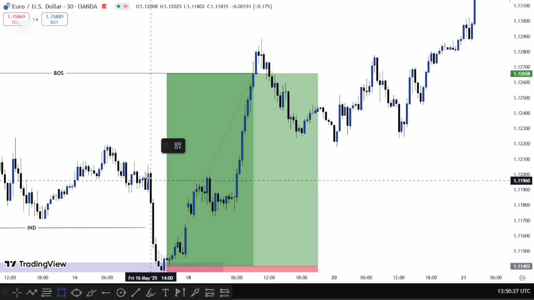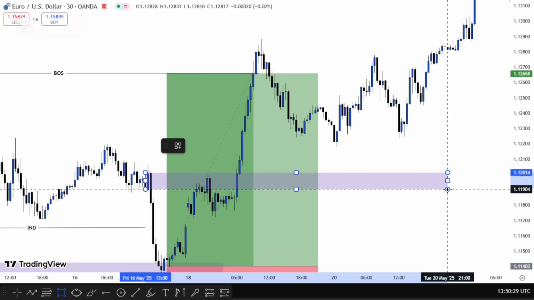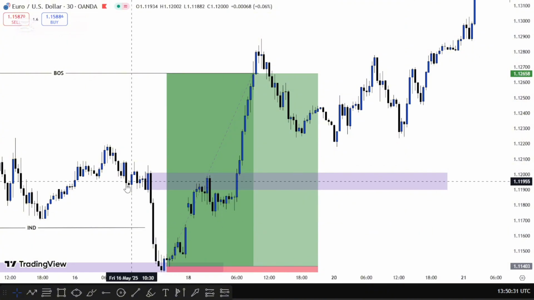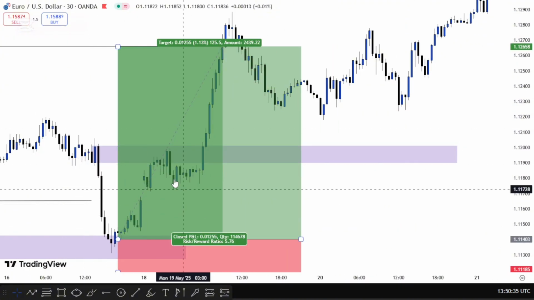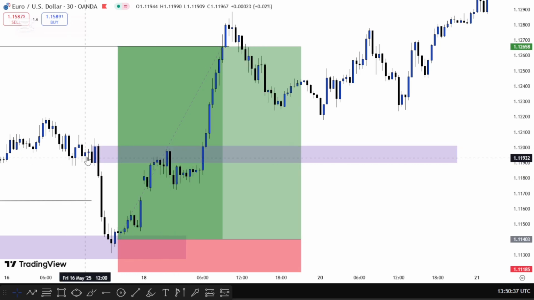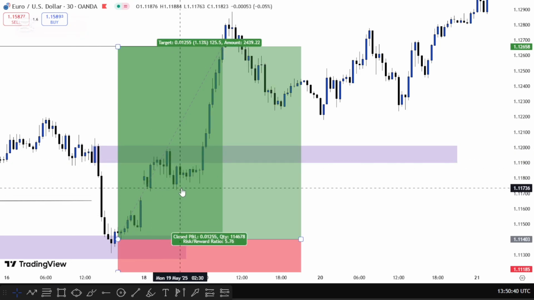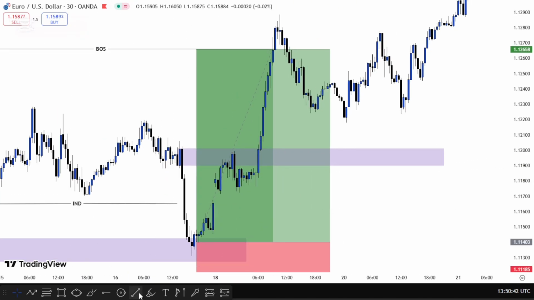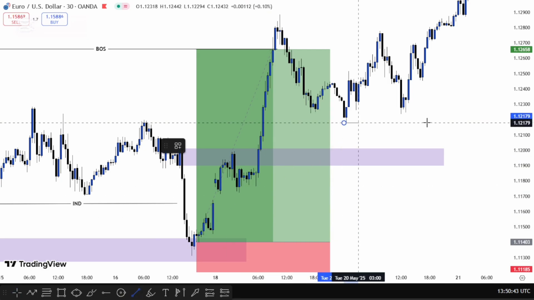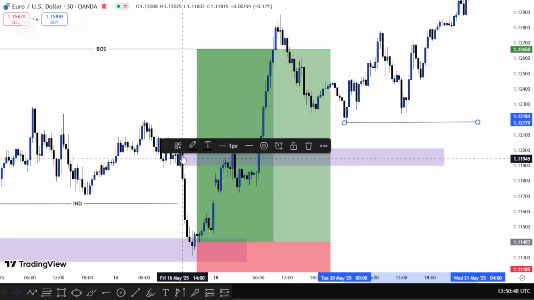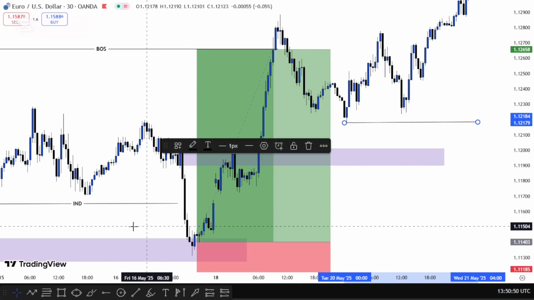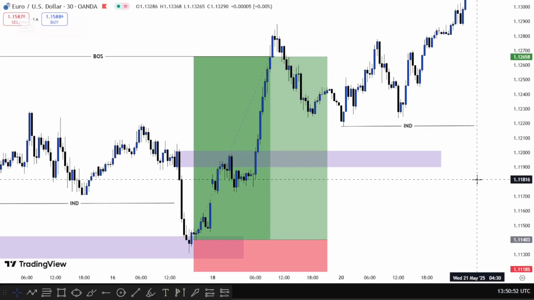So I have one here, I have one here, so I'm just going to go ahead and mark that. So we have our breaker block here, we have a bearish order block, we have a failed bearish order block, which is our breaker block, same thing here. So now let's mark our inducement level right here. So this is our inducement level. Okay, so what is the inducement for? The purpose of the inducement is for it to be taken out.